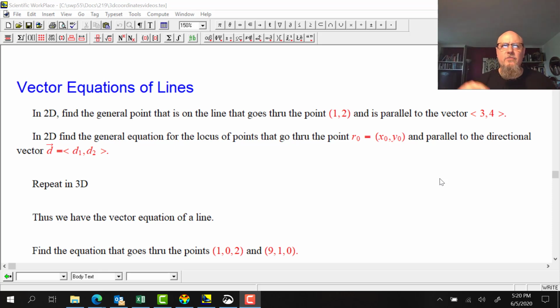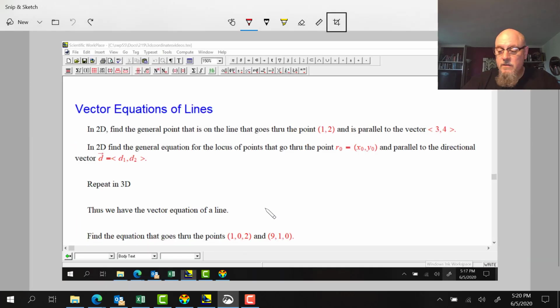Well, it's still a point and a slope, because the two points define the slope, and then we just need one of those points plus that slope. A point and a slope define a line. But we want to talk about this in terms of vectors. So let's start off with two dimensions, with an example. In 2D, we want a line that goes through the point (1, 2). Notice the brackets are round, so that's a point, and is parallel to the vector <3, 4>. That's a vector.